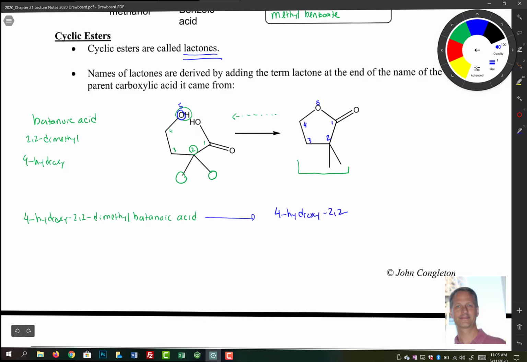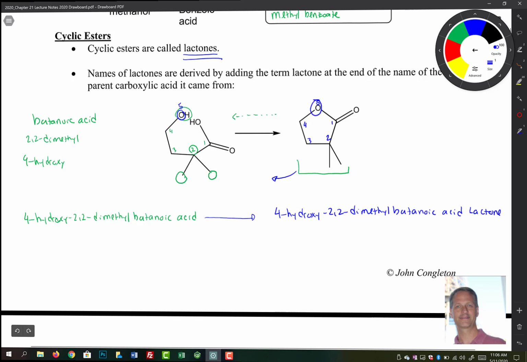4-hydroxy-2,2-dimethyl butanoic acid lactone. And that would be the full name of that structure. So when you're doing problems like this, one of the things you want to practice is taking this cyclic form and hydrolyzing it and opening it back up so that that becomes an OH. So that'll be an OH on this side, and then this side also will be an OH from your carboxylic acid there. That's kind of how you think about that.